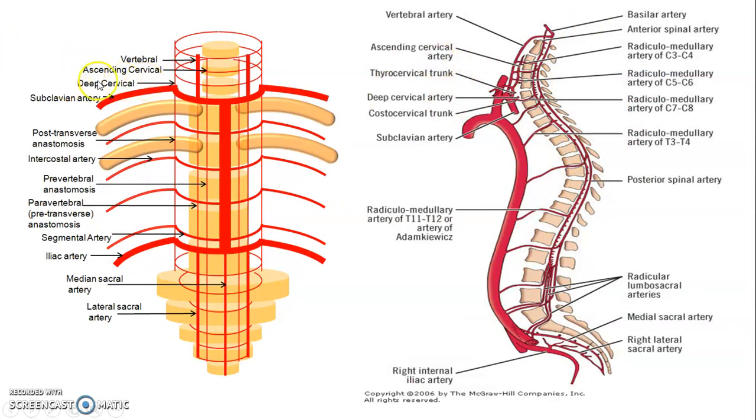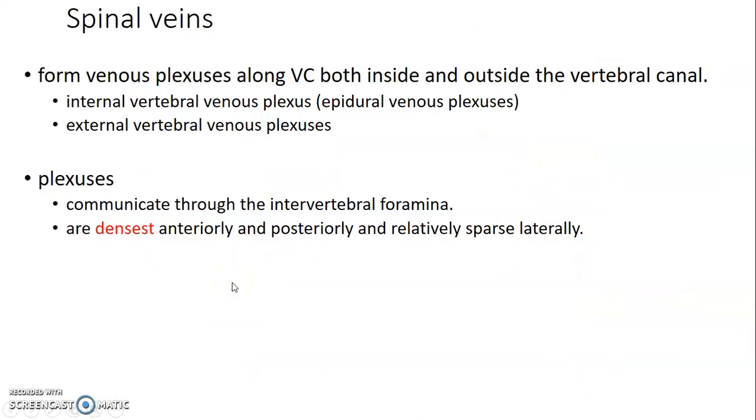So deep cervical and ascending cervical arteries in the neck, the intercostals in the thoracic region, the iliac artery, and the sacral and lumbar arteries in the inferior portion. You can see the lumbosacral arteries there, and so on and so forth.